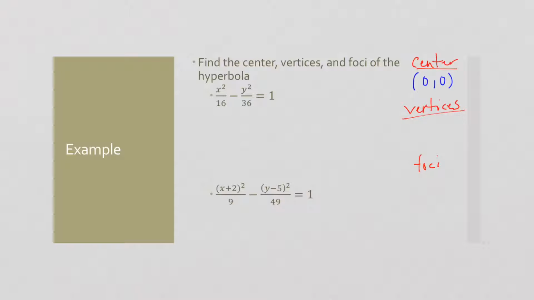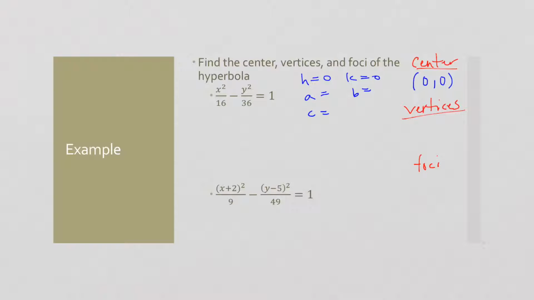And because x came first, this is an x squared equation. It has nothing to do with which denominator is bigger. That's ellipses, not hyperbolas. So, h is 0, k is 0. Now I need a, b, and c.